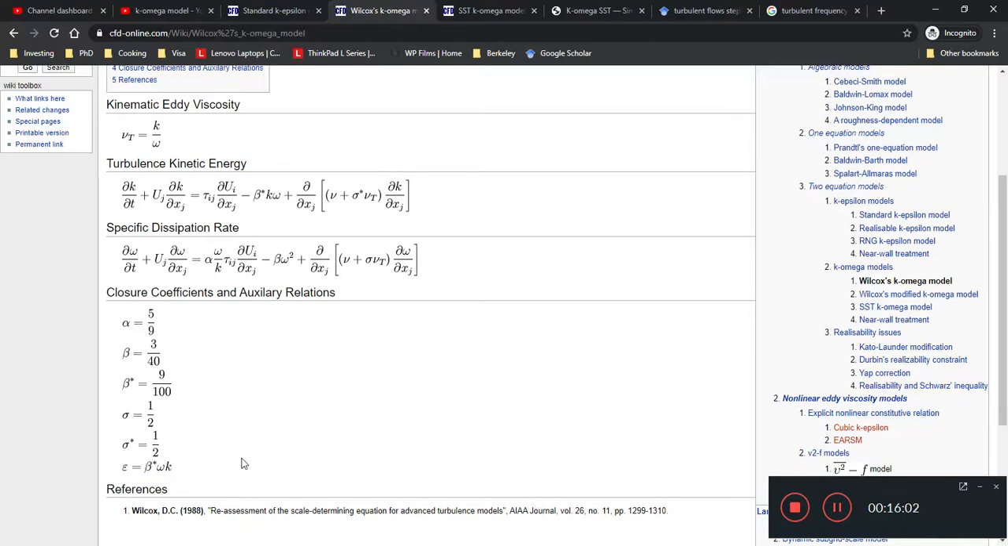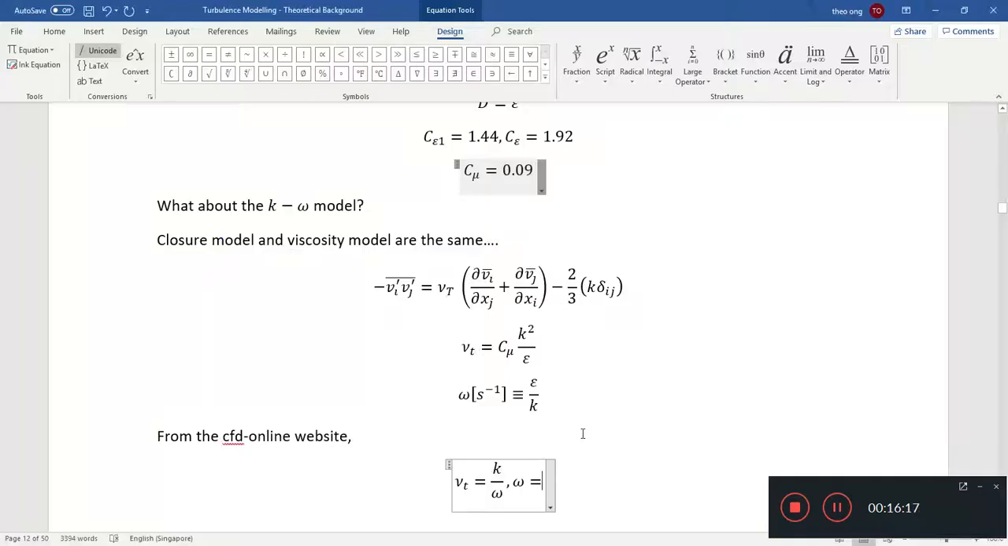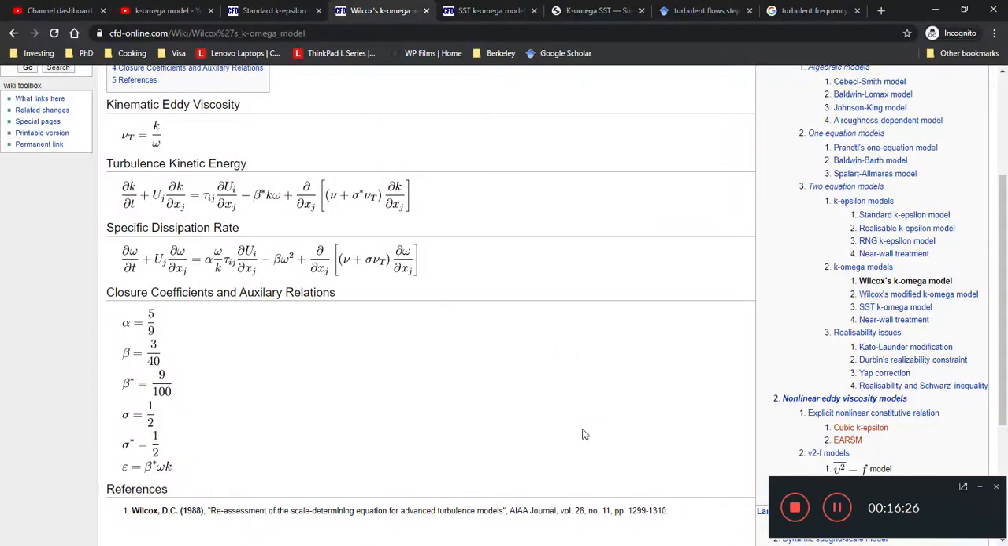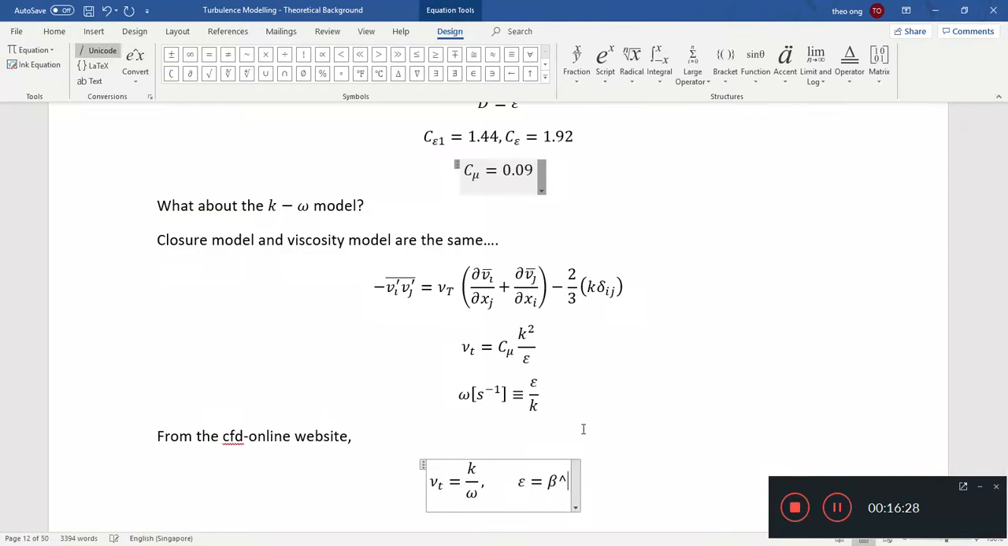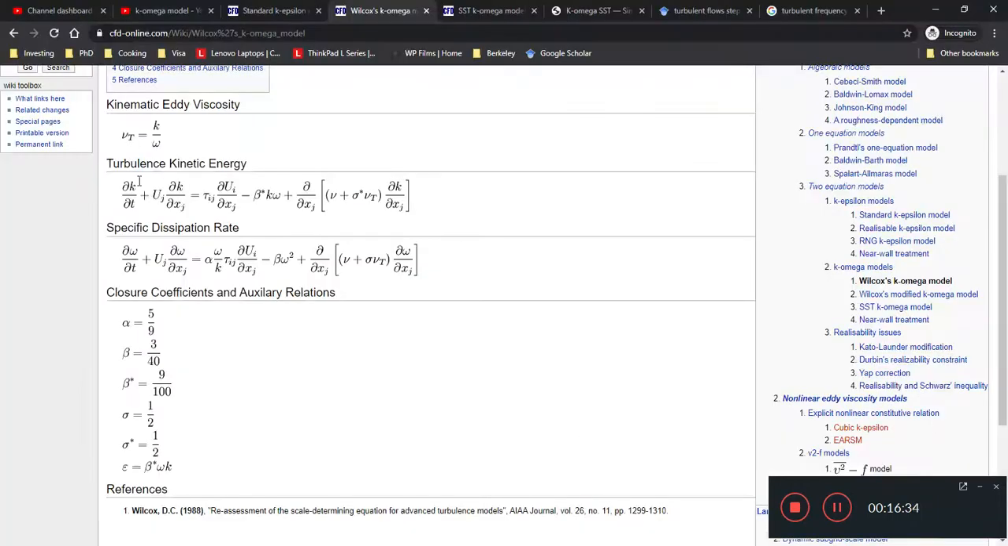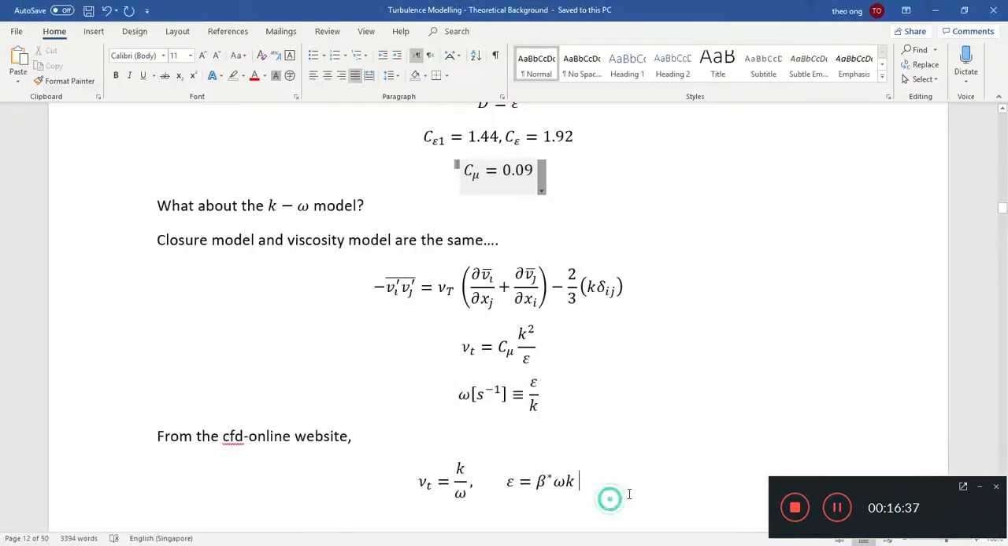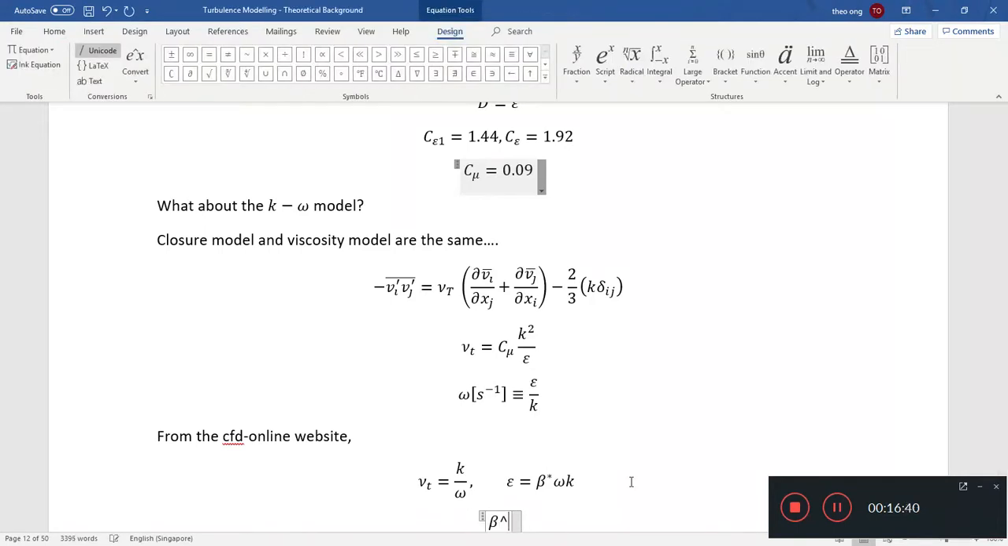Alright, okay, so this is one variant of the k-omega model. Rather, I'll just write it down: epsilon equals beta star omega k. Okay, what is beta star? Beta star is 9 over 100, or 0.09. Yeah, so it's exactly the same, 0.09.